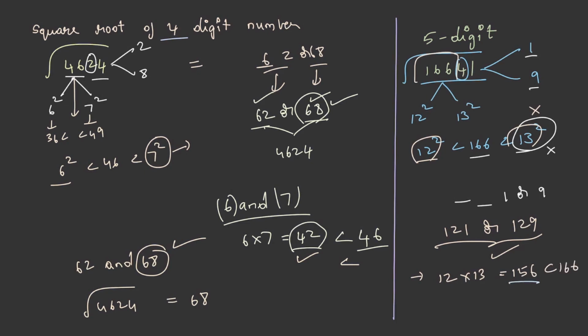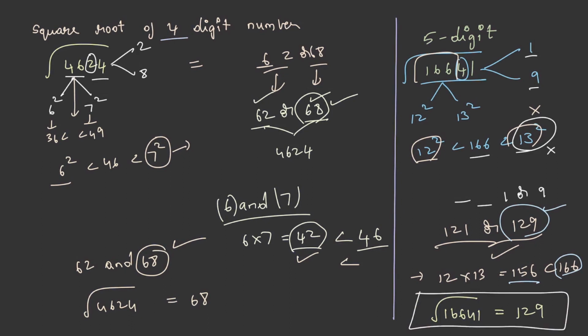What if the number achieved is less than the given number? We have to take the larger number among the two options. That is 129 in this case. So square root of 16,641 is equal to 129.